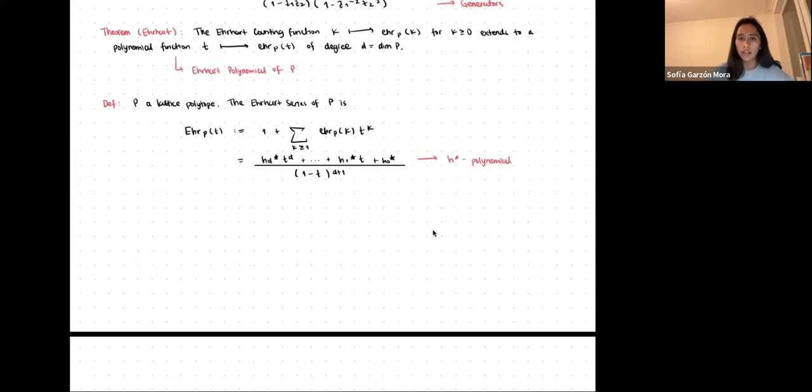So maybe, is this familiar at all? Was the h star polynomial before in your mind? Not really? Kind of? Okay, well, now we've seen it together.